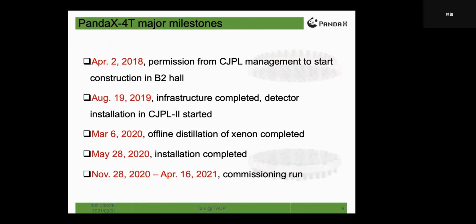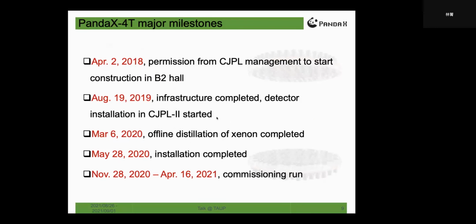A short list of PandaX-4T's milestones. On April 2nd, 2018, we got approval from the CJPL Management Committee that we could move in and start construction, mainly in the water tank in the B2 hole. In April of 2019, the construction of infrastructure was completed.